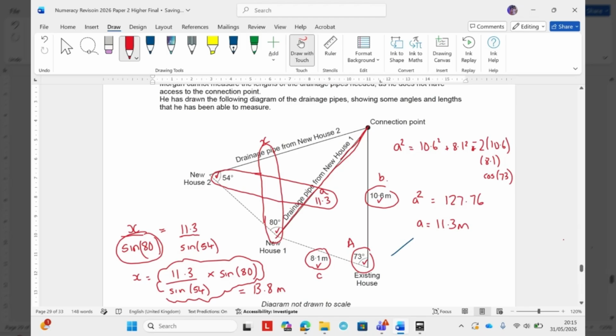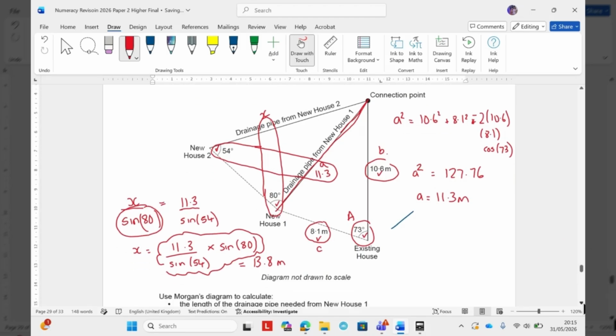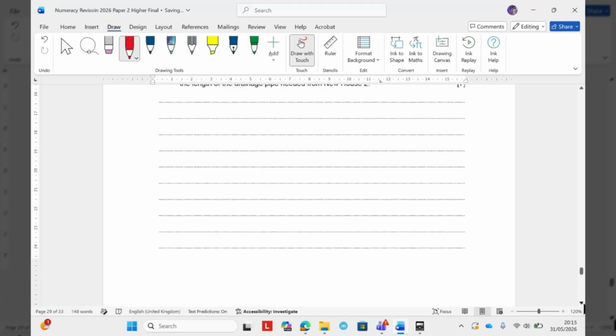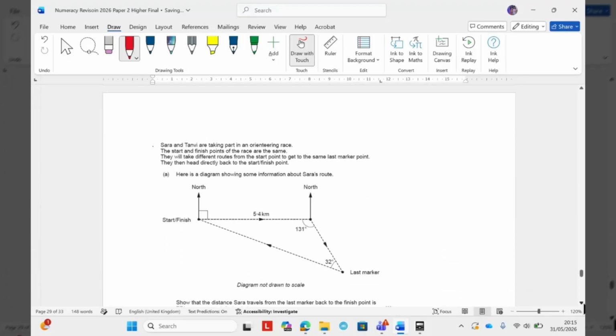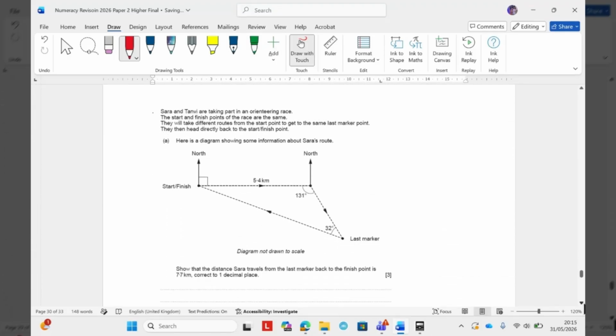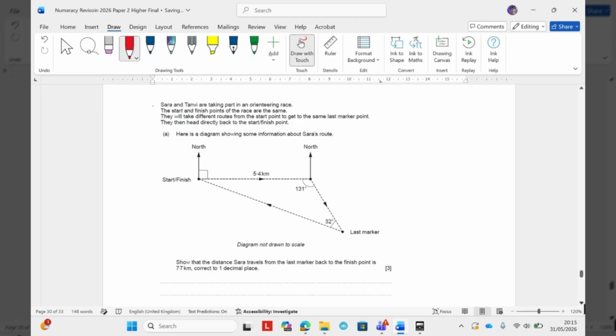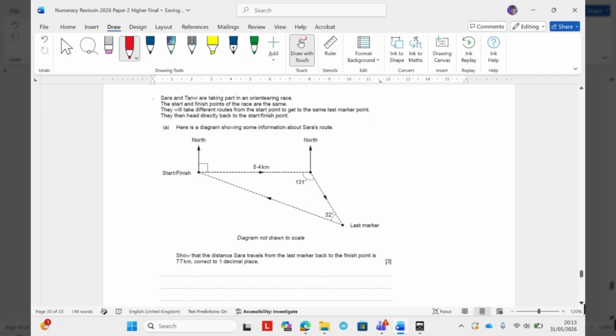Okay, so that's a nice one where we've got a bit of cosine rule and a bit of sine rule. If we've got another example, it might be worth doing a couple of these. So here it says, show that the distance Sarah travels from the last marker back to the finish point is 7.7.